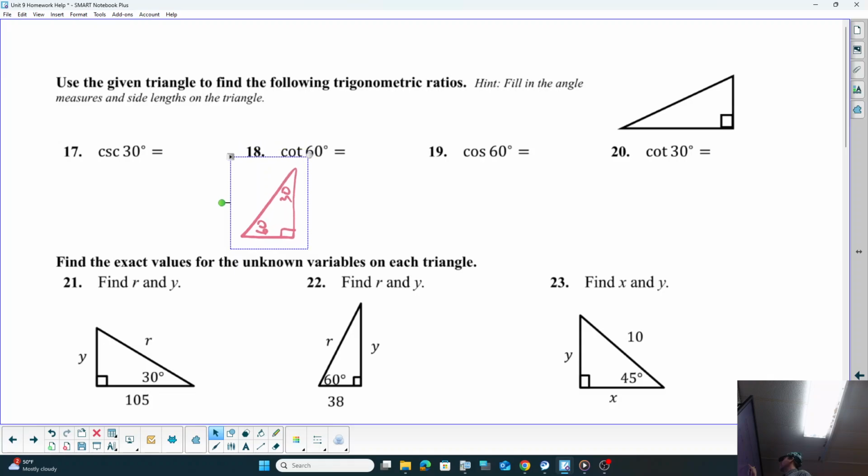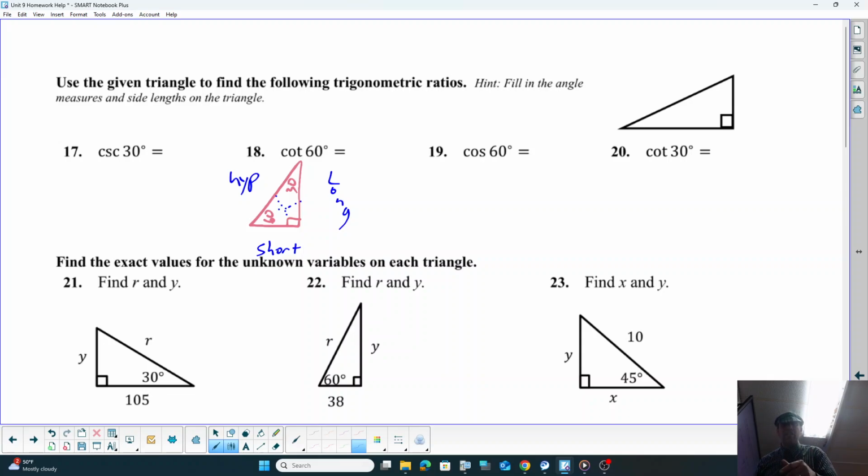So 60 degrees is a special triangle. And what that means is that we have a long leg and a short leg and a hypotenuse. Across from the 30 degrees is the short leg. Across from the 60 degrees is called the long leg. And across from the 90 degrees is called the hypotenuse. So do you remember what cotangent is? If tangent is opposite over adjacent, what's cotangent? Cotangent is adjacent over opposite.